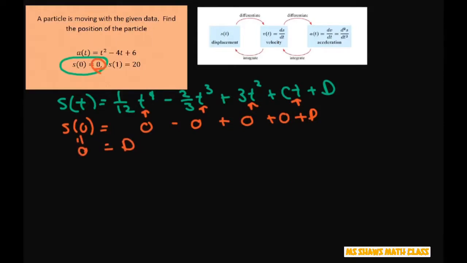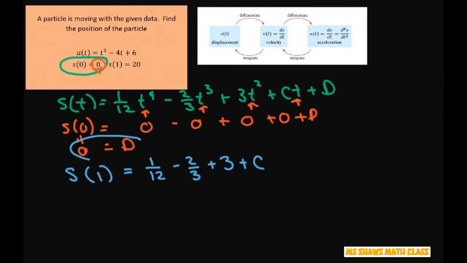Now that we have that, let's try s of 1. You plug in 1 everywhere. That's going to give you 1/12 minus 2/3 plus 3 plus c plus d. But we already know d equals 0, so I'm going to leave d out of it.